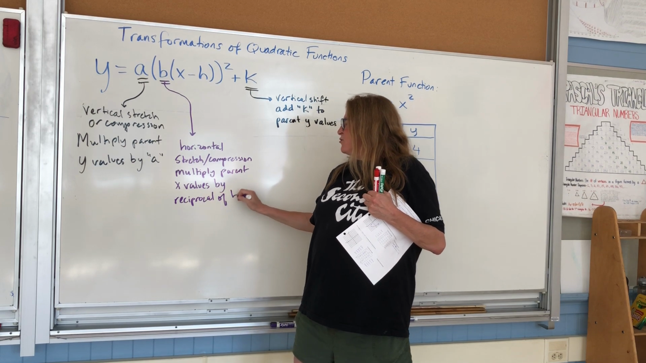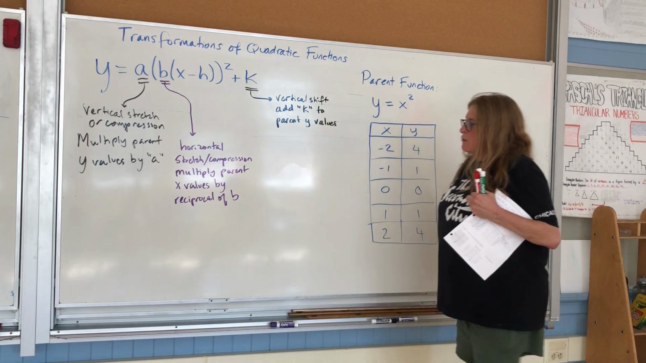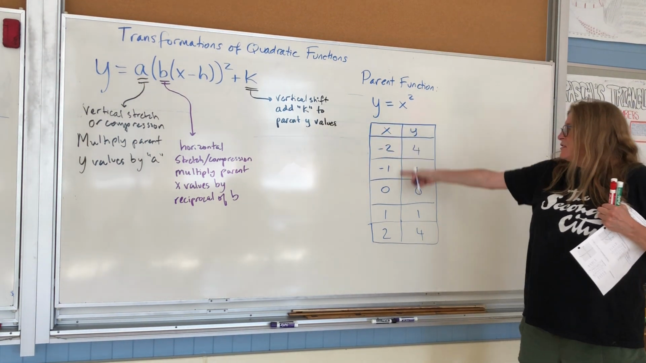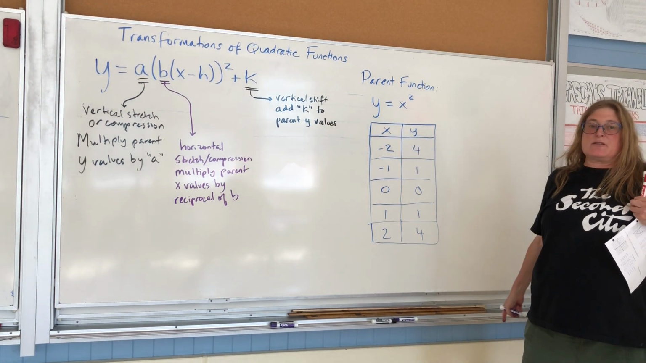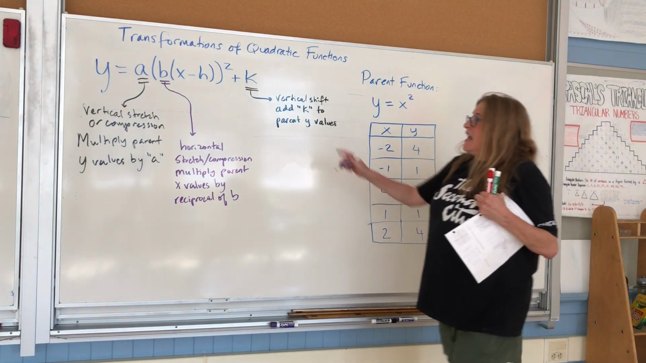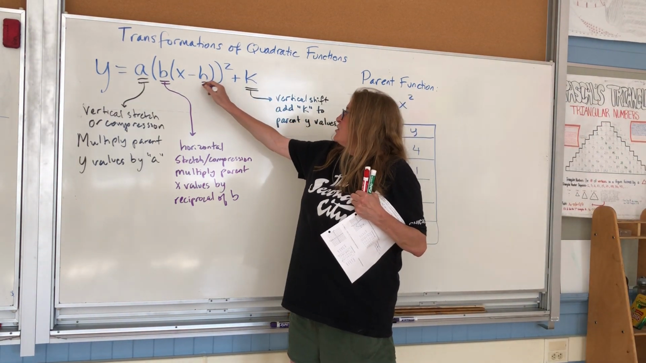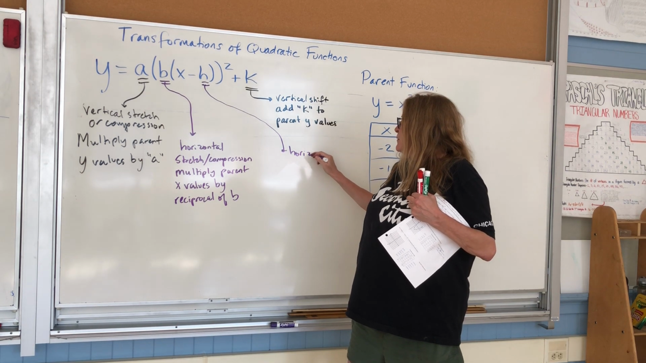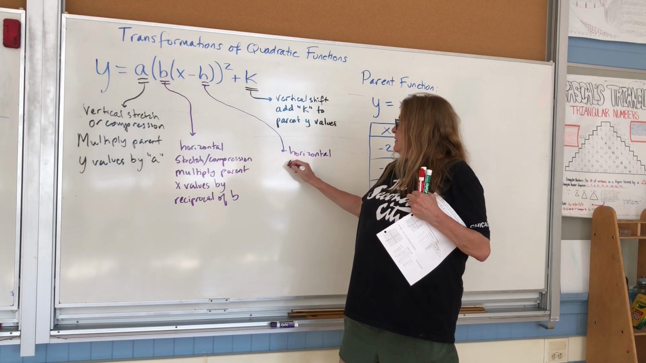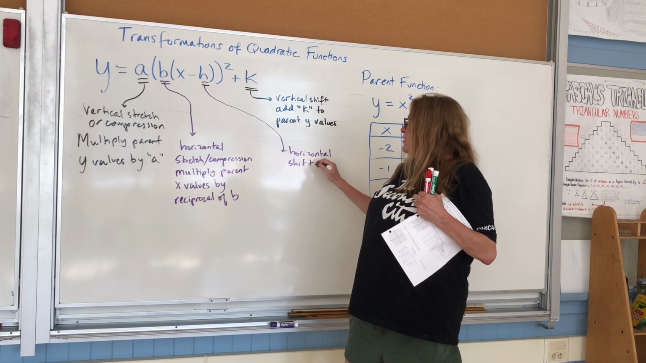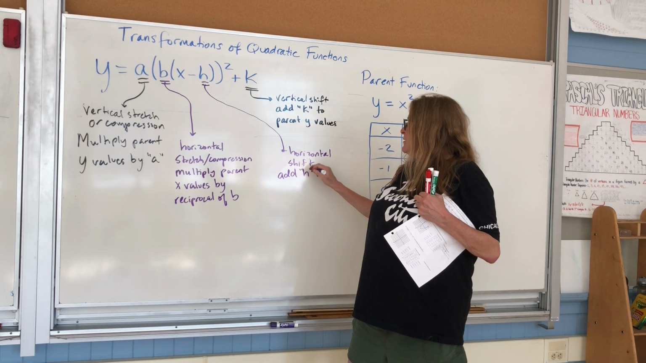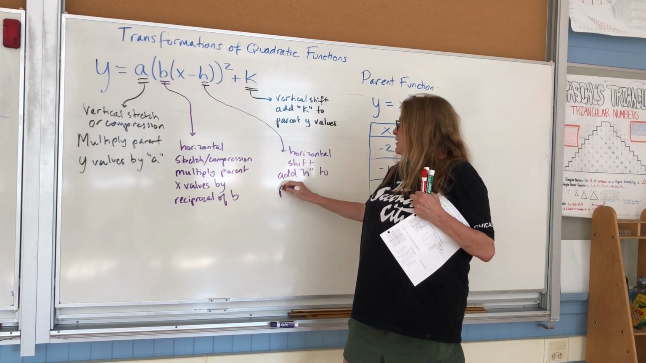I think that's the trickiest part, right? Whatever the b value is, I'm going to flip it over, and that's what I'm going to multiply my parent x values by. Okay, H is also inside the function, right guys? So this is our horizontal shift. So the horizontal shift means I'm going to add H to the parent X values.